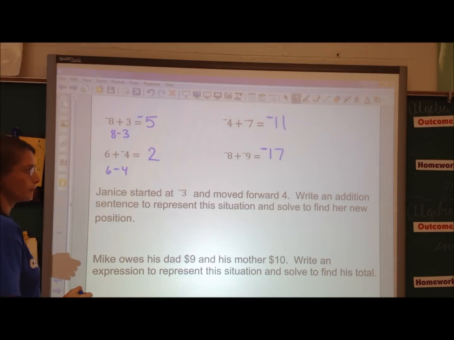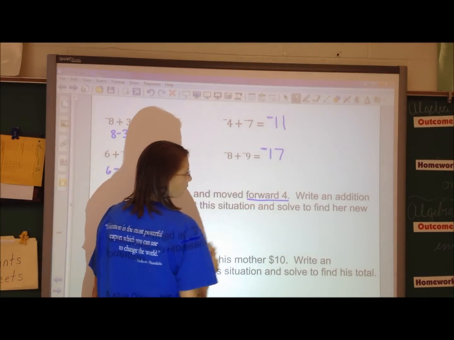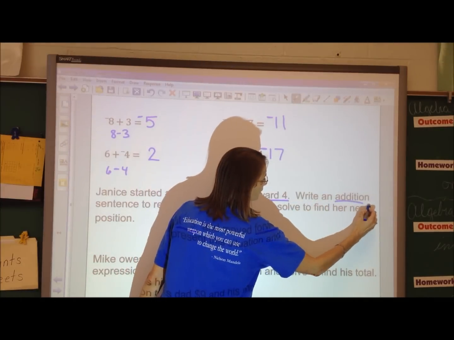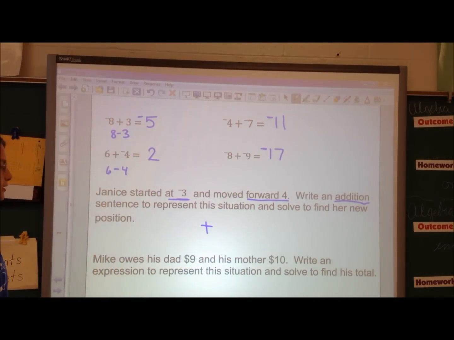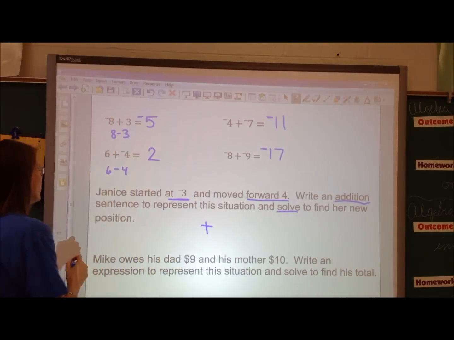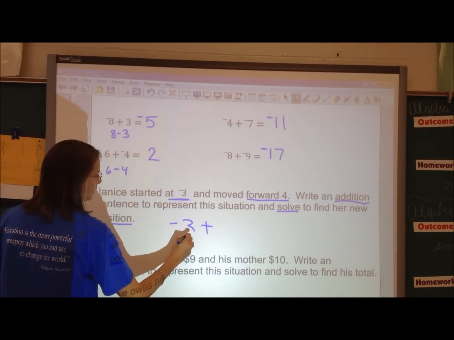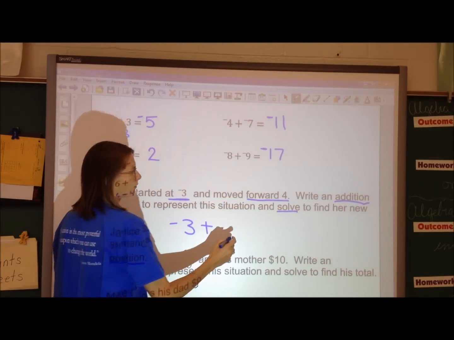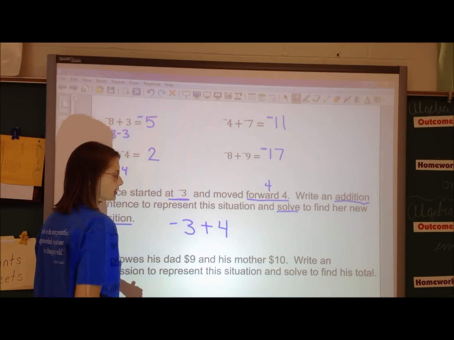Now down here it says Janice started at -3. She moved forward 4. So we're starting at -3 and we're moving forward 4. Write an addition sentence, so it has to have addition in it. So I'll put my big plus sign there to represent this situation and solve, so I have to solve it, to find her new position. So where did she start? -3 plus, because it says addition, forward 4. Forward 4 means +4. So -3 plus a +4.